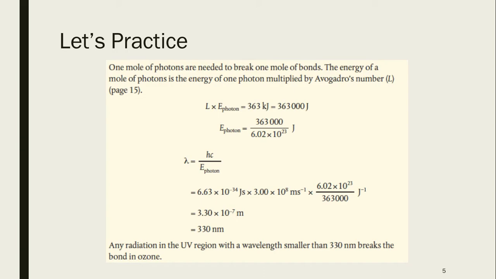Now what this means is any radiation in the UV region with a wavelength smaller than 330 nanometers breaks the bond in ozone. Now remember, ozone has that double bond, so it's going to require a lot of energy in order to break it.